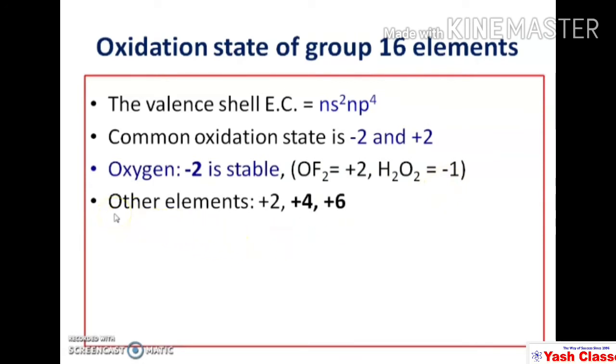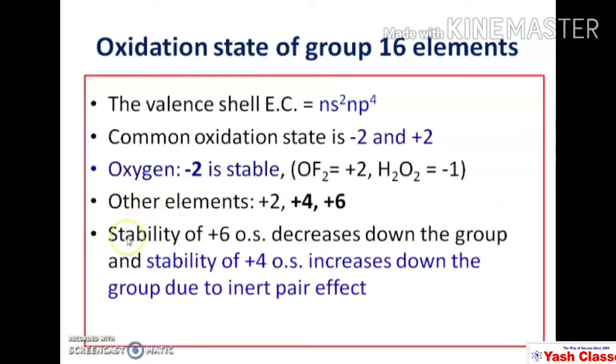Other elements like sulfur, selenium, tellurium and polonium show +2, +4 and +6 oxidation states. The stability of the +6 oxidation state decreases down the group, whereas the stability of +4, that is the lower oxidation state, increases down the group due to the inert pair effect. What it means is, when we proceed from sulfur to selenium to tellurium to polonium, that is down the group, the stability of the +6 oxidation state decreases.